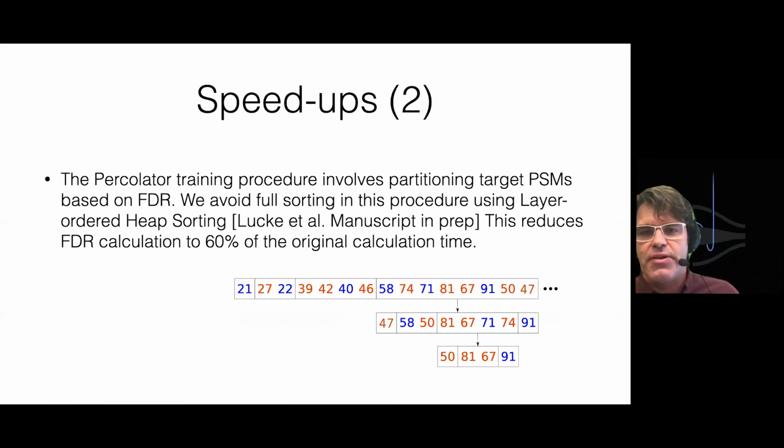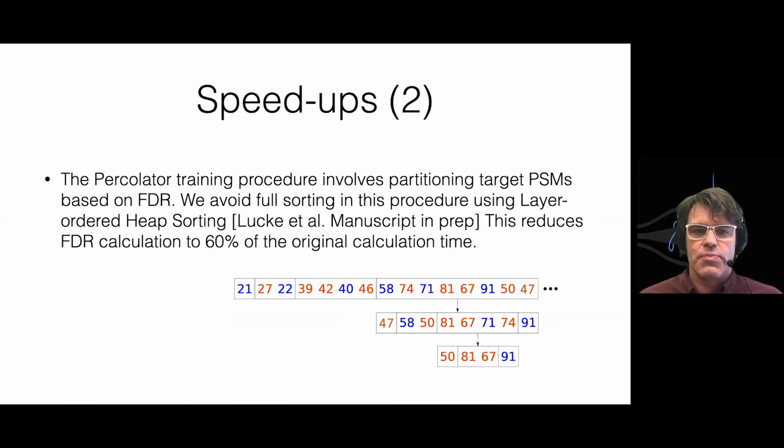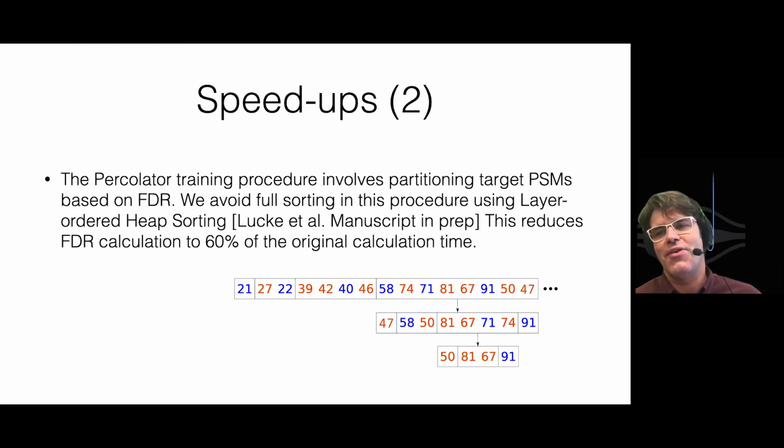Another speed up that we're currently looking at is that Percolator depends heavily on partitioning data into high-confidence target PSMs using FDR thresholds. This normally involves a full sorting of all peptide spectrum matches that we have, which is time consuming when you get a large data set. So we found an interesting method to avoid full sorting and still be able to set false discovery rate thresholds, using so-called layer order heap sorting. This reduces the false discovery rate calculation time by 60% or so.